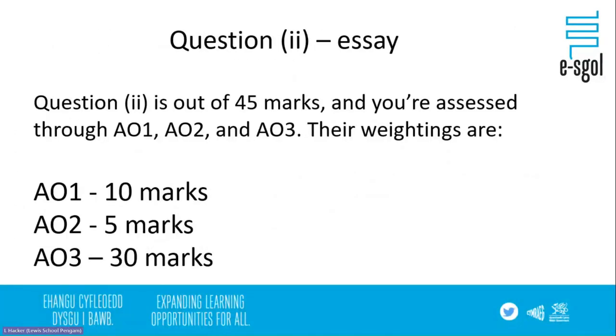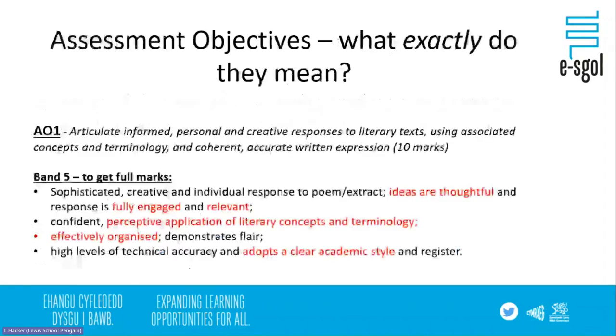On to question 2 now then, the 45-mark essay. As I said, it's worth 45 marks, and you are assessed through AO1, AO2 and AO3 in this question. And their weightings are AO1 10 marks, AO2 5 marks, and AO3 30 marks. So the contextual understanding and the awareness of how context influences the way things are written is the really meaty marks in this question. So again, here's AO1.